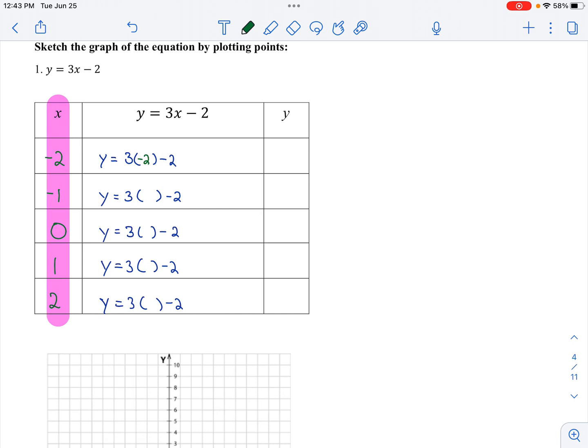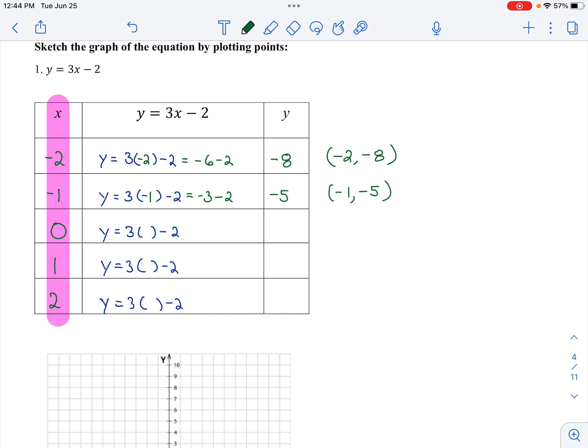So now I'm going to substitute these values of x into the equation, starting with -2. So we have 3 times -2 minus 2, and that's going to be -6 minus 2, which is -8. So one of the coordinates that lies on the graph of the equation is -2, -8. Next, I'm going to evaluate this equation when x is equal to -1. And that is going to be 3 times -1 minus 2, which is -3 minus 2, which is -5. So another coordinate that lies on the graph of this equation will be -1, -5.